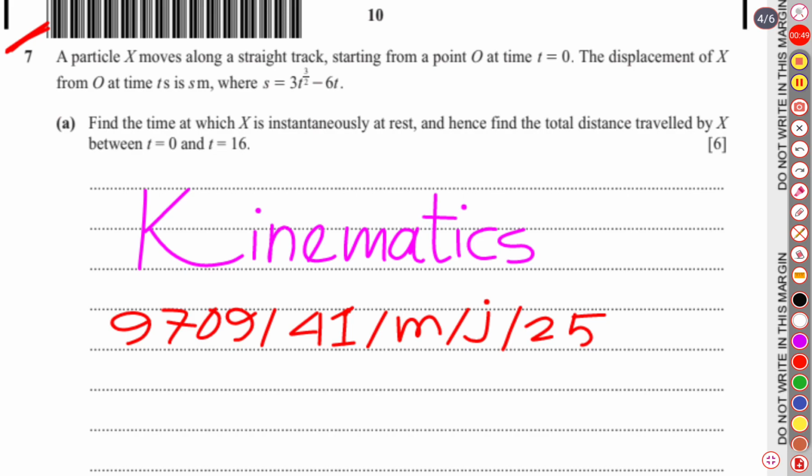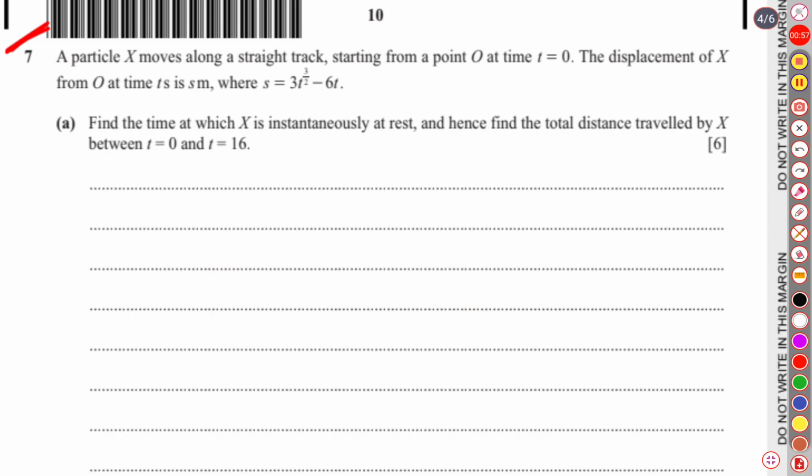Let's start our solution, and before the solution I am going to erase these writings. There are two parts of this question. Number one is when the particle was at rest. At rest means velocity is zero, so we should obtain the time when the velocity was zero, and the second one is the total distance.